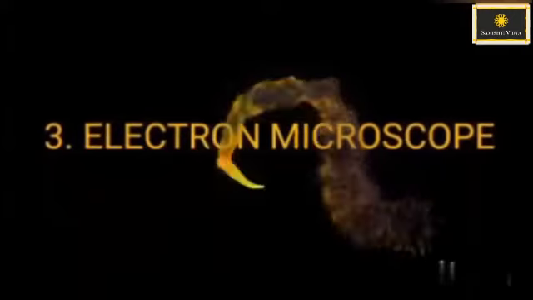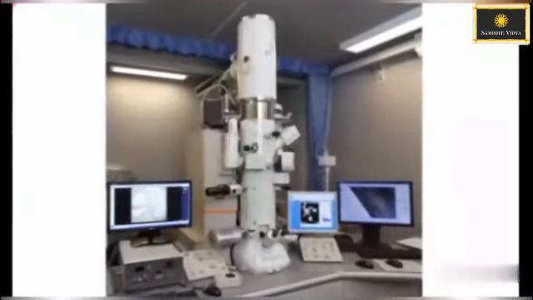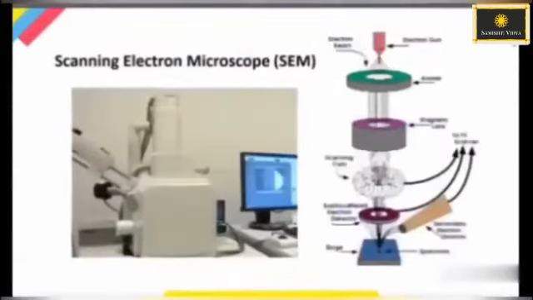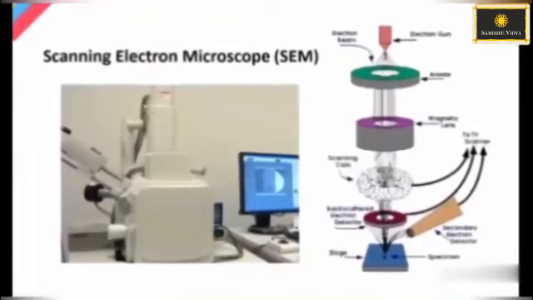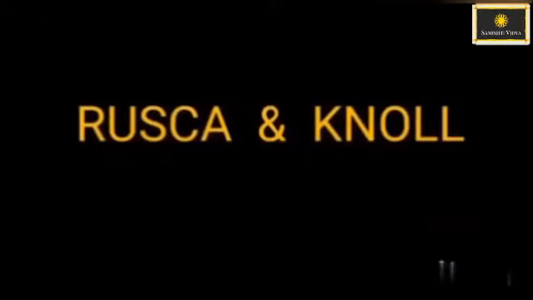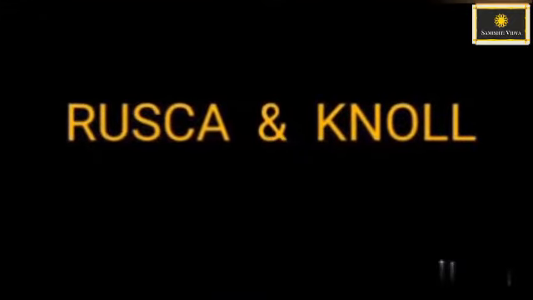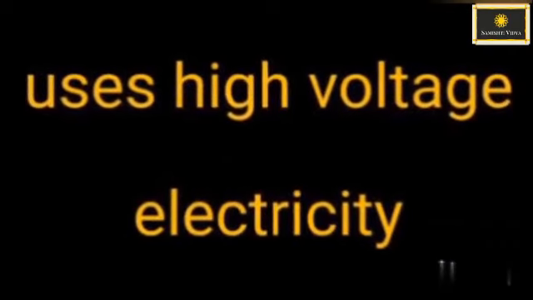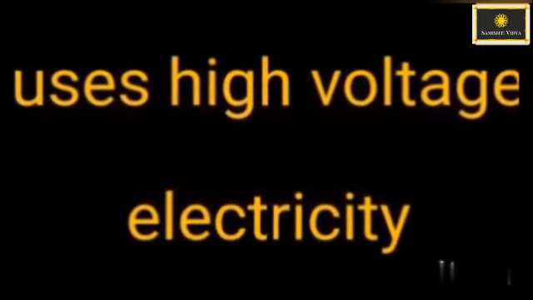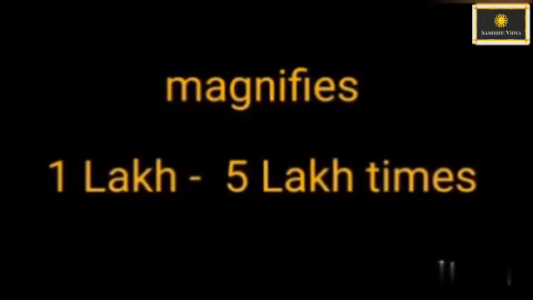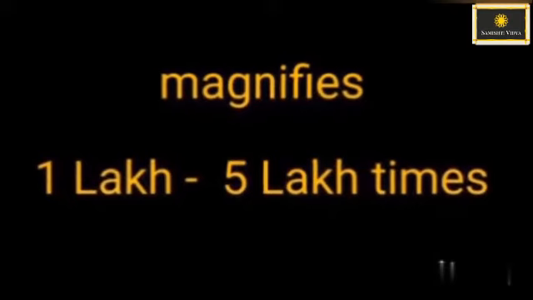And number 3, electron microscope. As shown in the picture, it is a very large instrument that uses electromagnets for magnification and electrons for illumination. This amazing instrument was developed by Ruska and Knoll of Germany in 1940. It uses very high voltage electricity. Children, do you know that we can magnify objects 1 lakh to 5 lakh times?